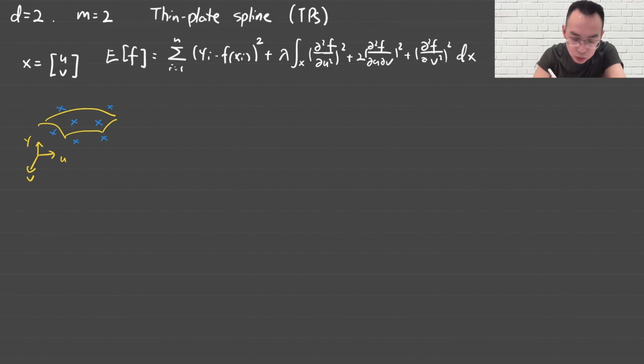The goal here geometrically means that we want to find a 2D surface that best captures the relationship between u, v, and y. So x has two components, u and v, and that's going to be a two-dimensional surface we want to fit using all the data points.